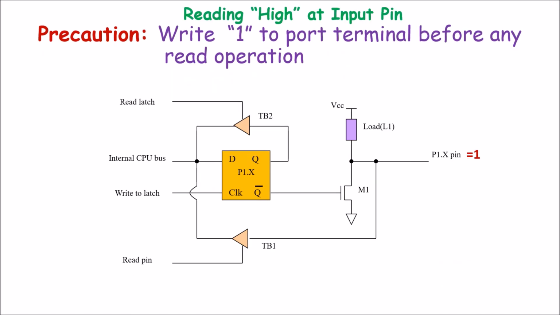So if you write here 1, D input is at 1, so Q output will be at 1 and Q bar is at 0. So since 0 is connected to gate of this switch, this switch is off, and now we can read a data, that is logic 1, through this P1 terminal, through this tri-state buffer, and that will be placed back on this internal data bus. So we can read this logic 1 from this internal data bus.